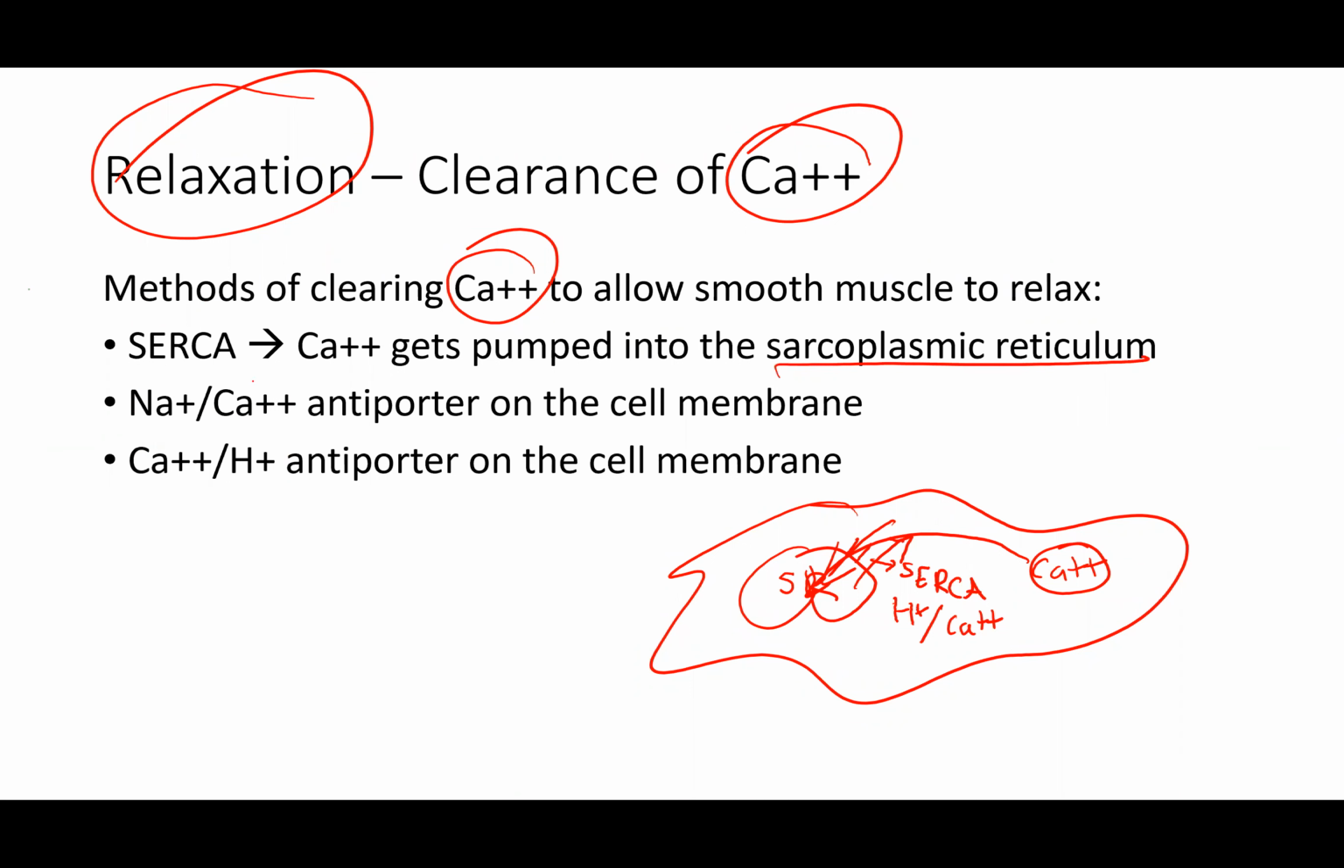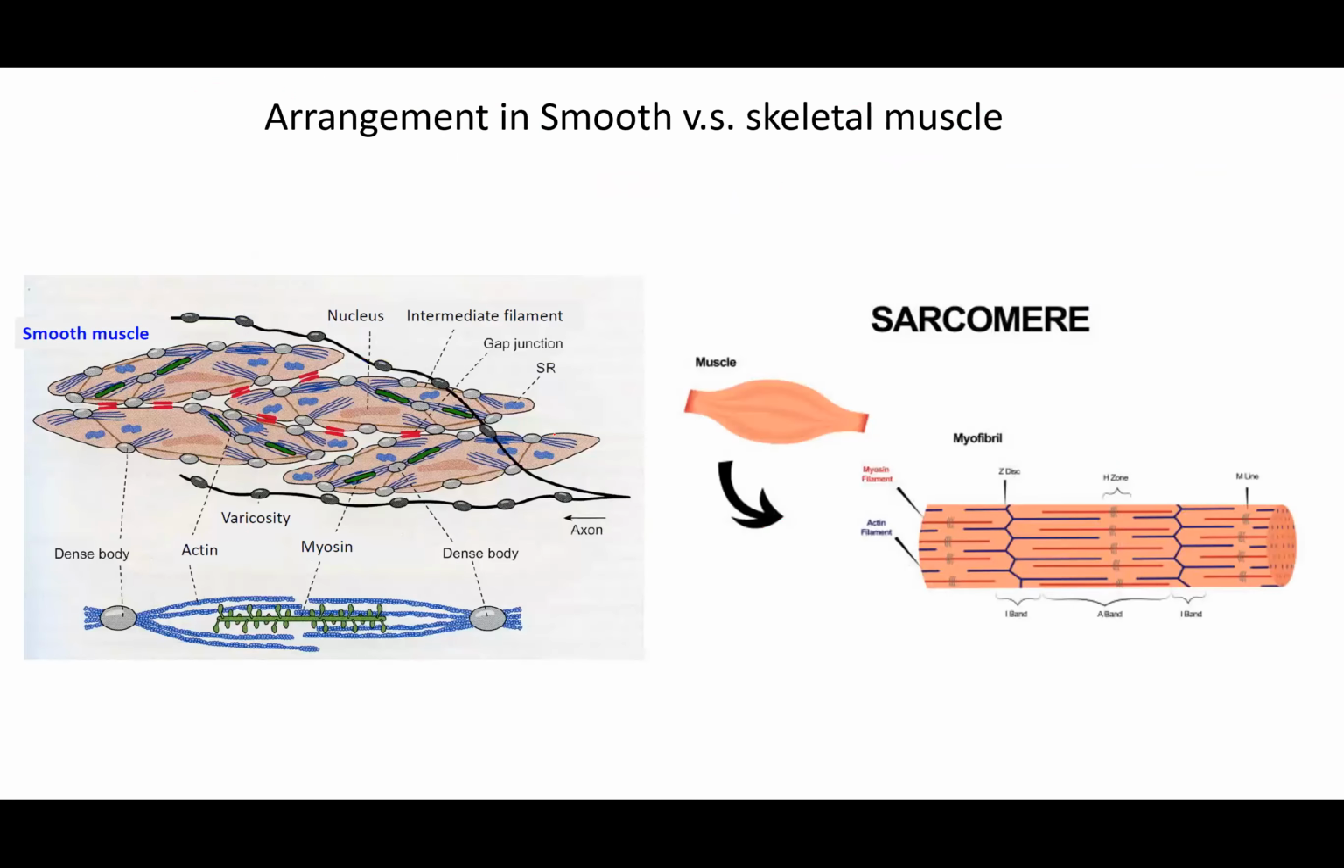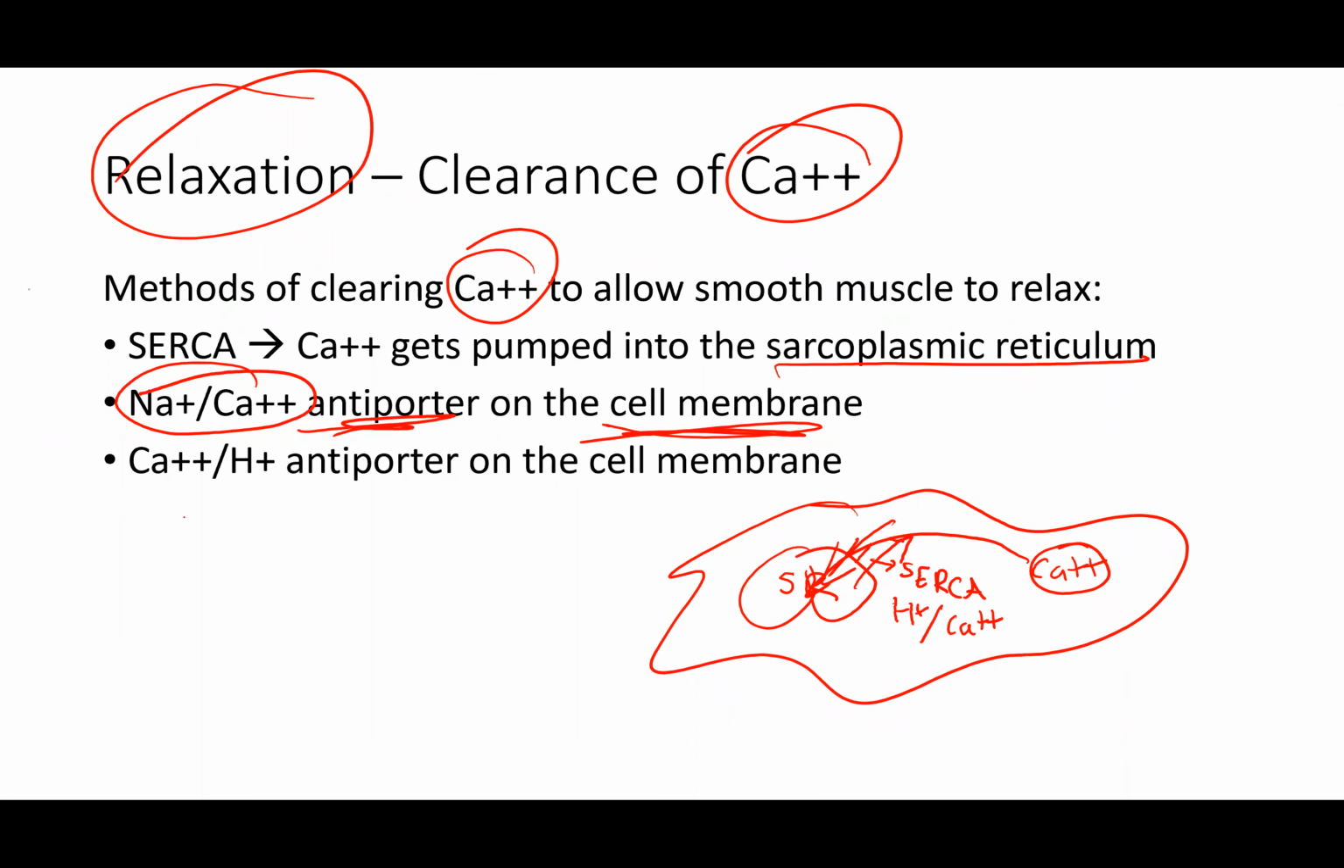The second channel is a sodium calcium antiporter on the cell membrane. Basically, what happens is we have a channel over here on the cell membrane. Let me delete all this mess. It exchanges sodium for calcium. So sodium would come into the cell, calcium would go out of the cell. And I'm pretty sure this one doesn't require ATP, but that doesn't matter. It just exchanges it this way.